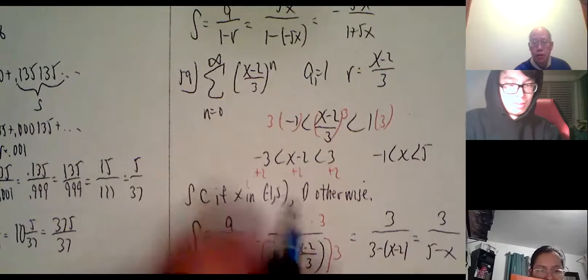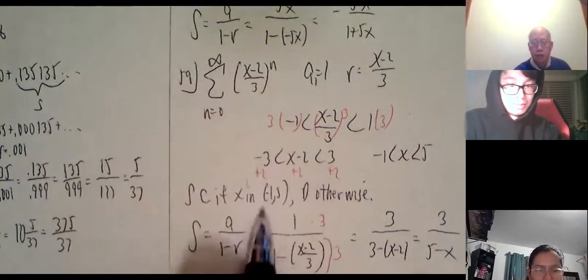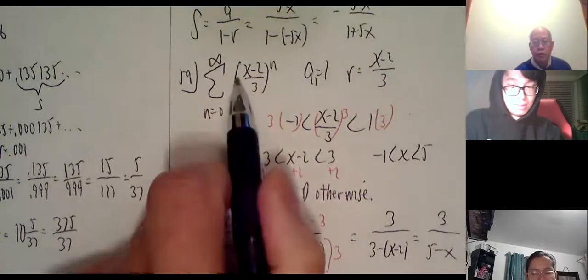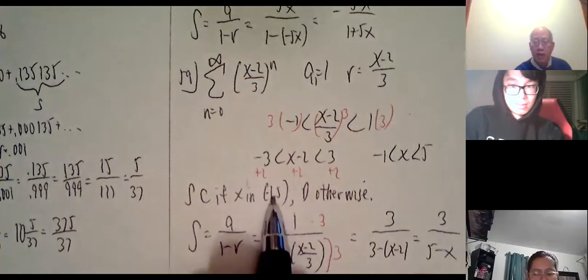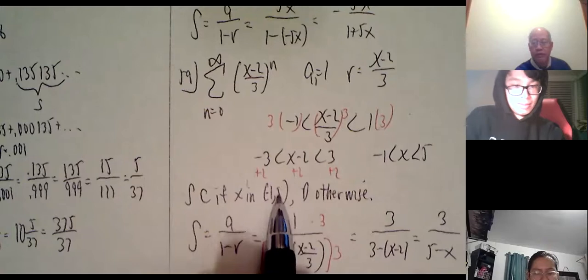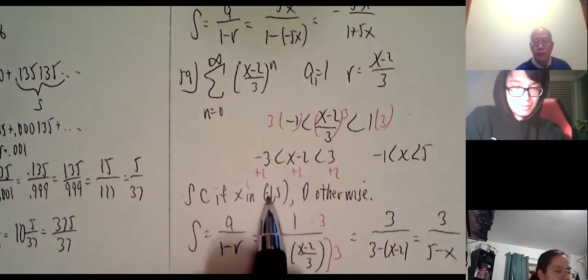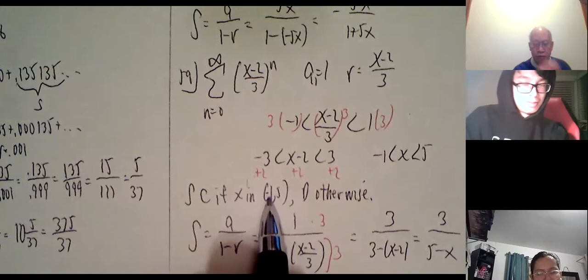So for instance, 0. If I plug in 0, the series converges. If I plug in 4, the series converges. If I plug in 4.9999999, the series converges. But if I plug in 5, the series will not converge. It will diverge. Okay. If I plug in negative 1, the series will diverge. But negative 0.999999, the series will converge, and so on.